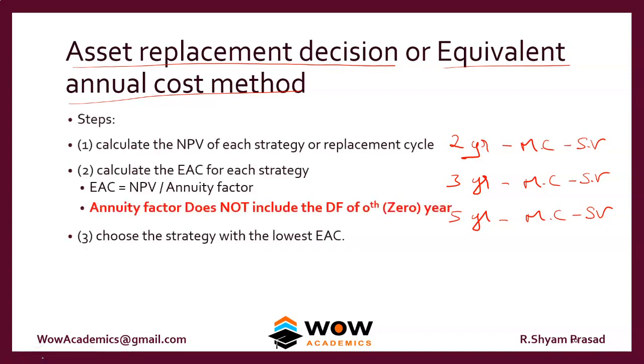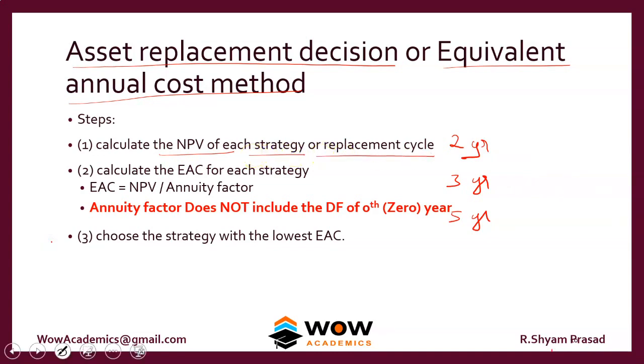So we can look at the steps. First, we have to calculate the NPV of each strategy or replacement cycle. So for each of the machines, we have to compute an NPV. Then calculate the EAC for each of the strategies. So the EAC works like this: NPV divided by the annuity factor. So divide by the annuity factor, and you will get an answer.